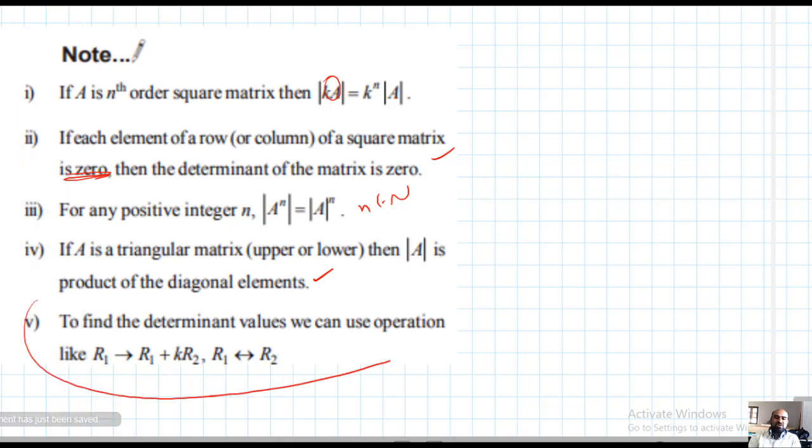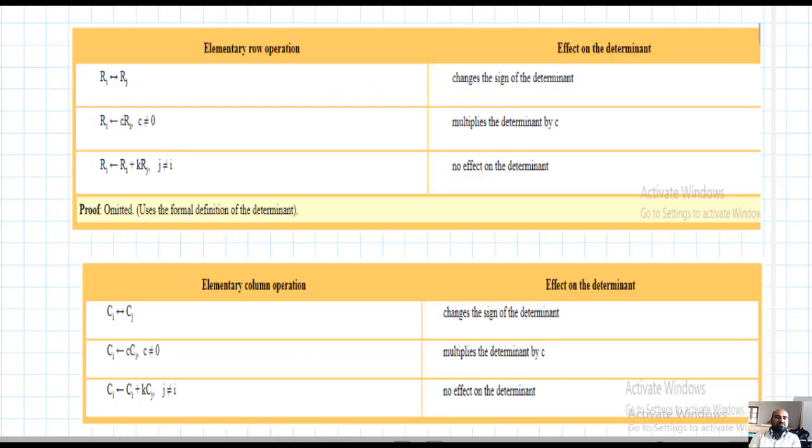Row transformations and column transformations. Listen students, here are the effects of elementary row operations on the determinant. If Ri and Rj are interchanged, it changes the sign of the determinant.